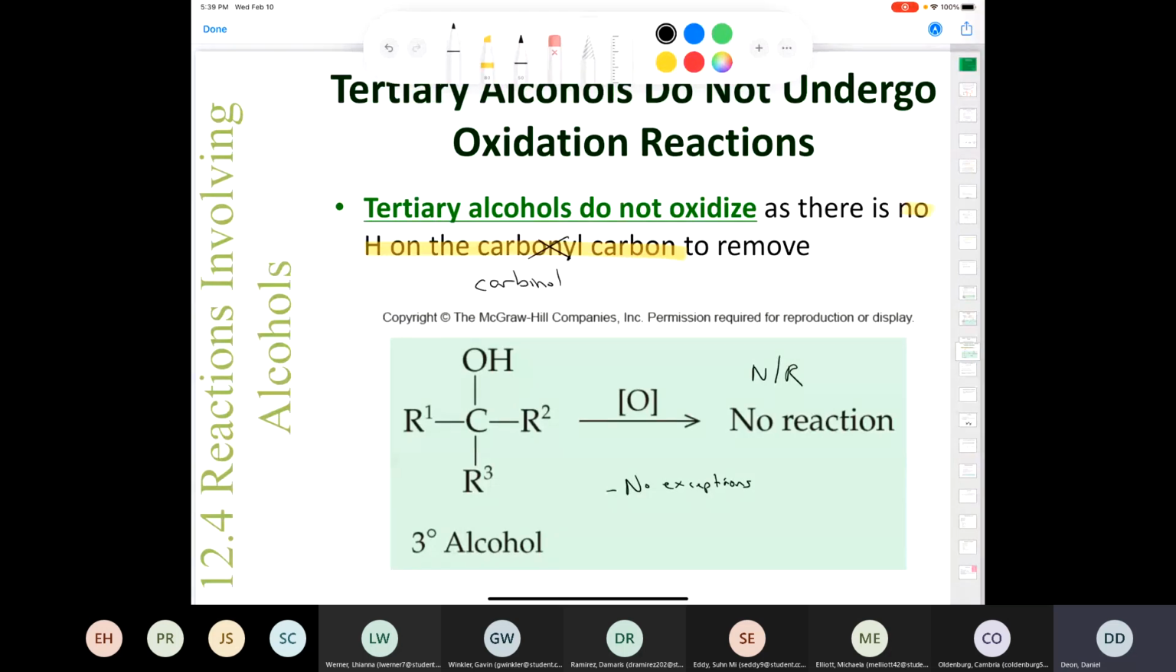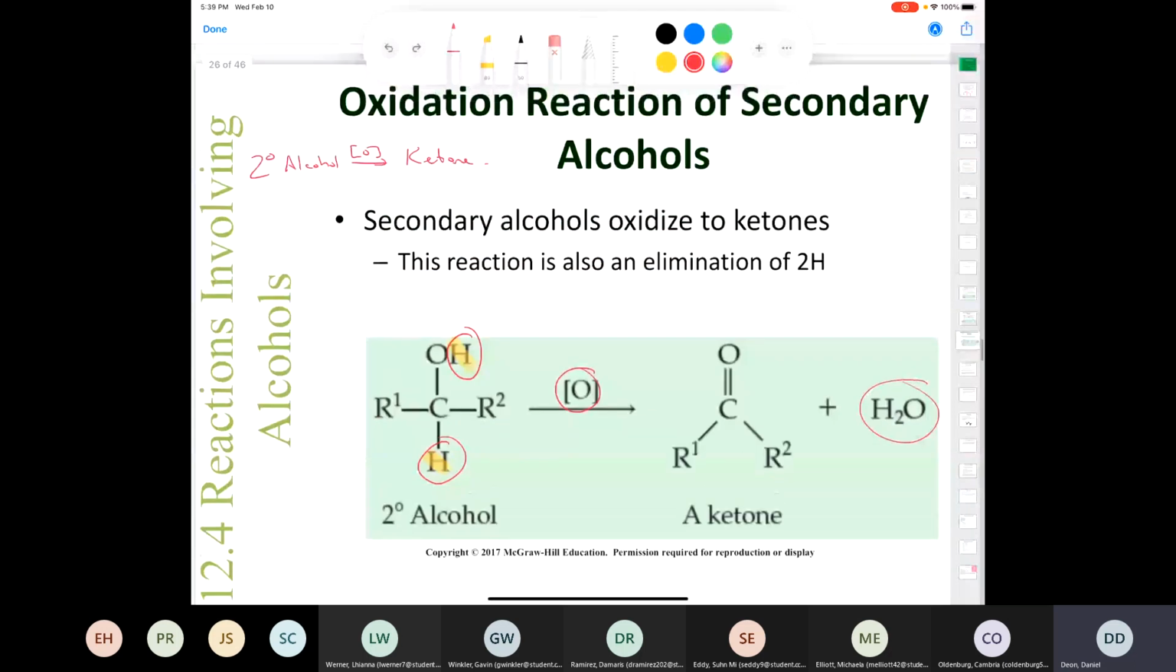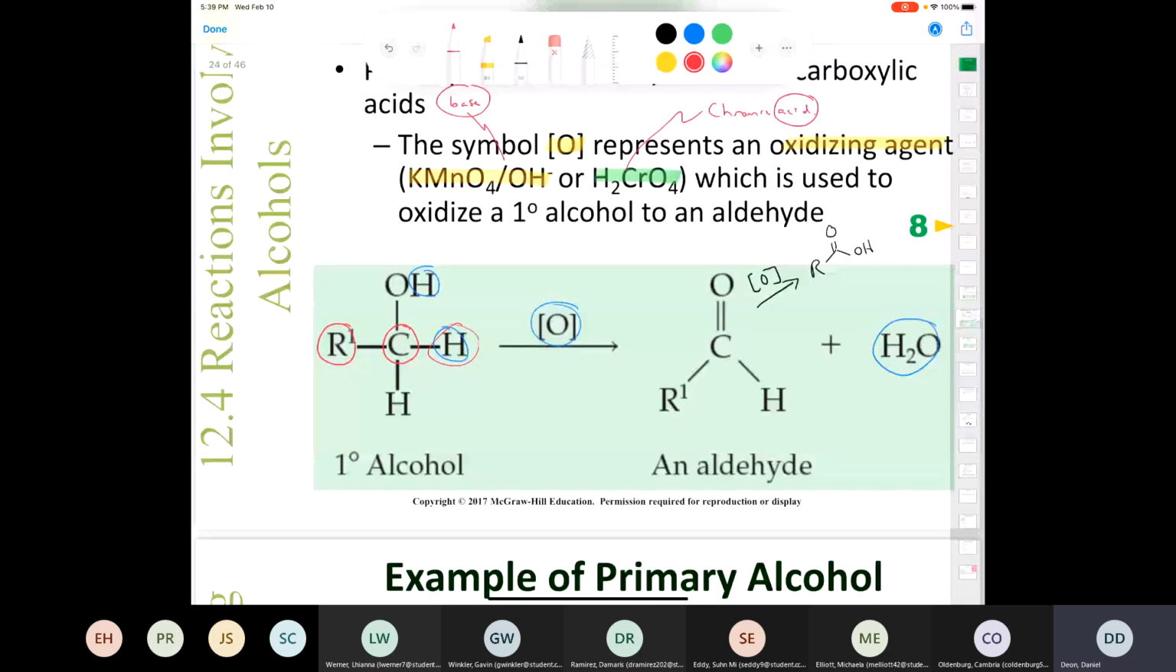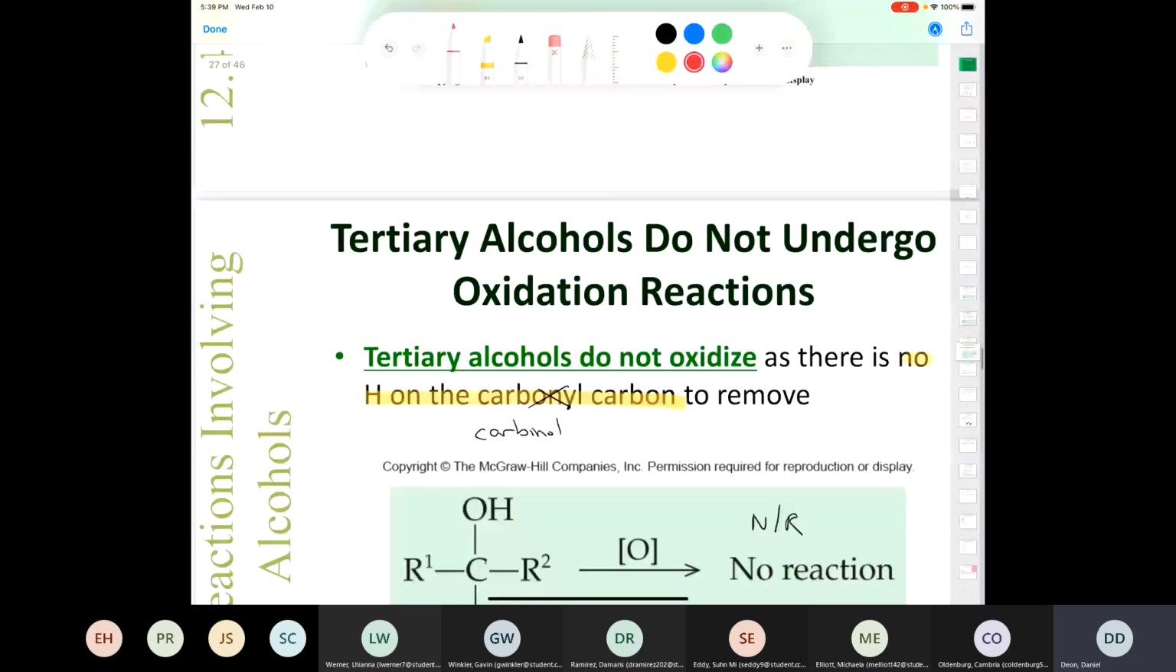So in other words, there is no hydrogen attached to this carbon. All you have are R groups. If we back up in our slides, we go back to the secondary alcohol. See, there's a hydrogen attached to the carbon, and if you go back to the primary, there's actually 2 hydrogens attached to the carbon. So in order for an oxidation of an alcohol to occur, it's got to be either primary or secondary. And the reason why it works for the primary or secondary is because they both have at least 1 hydrogen attached to the carbonyl carbon. When you've got a tertiary alcohol, you have no reaction.